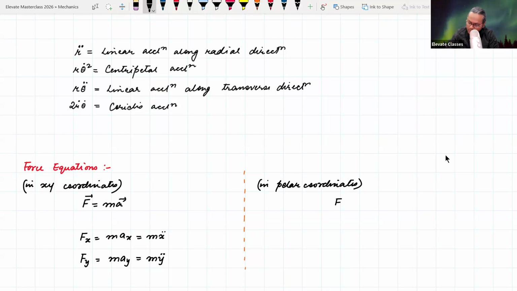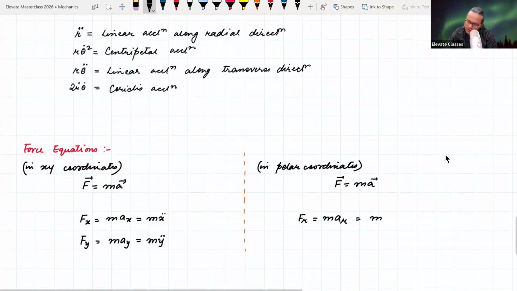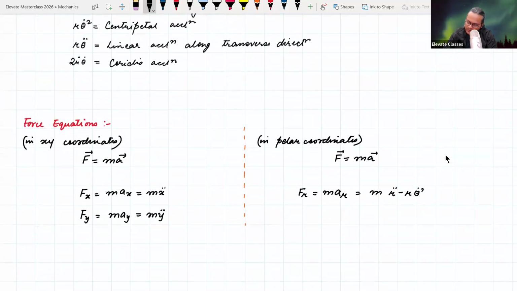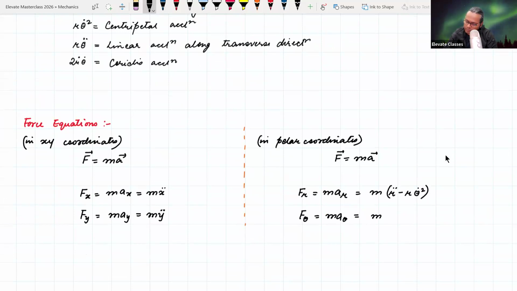we have the same Newton's second law, the general expression, but the moment I write it in the context of this coordinate system, it becomes Fr is equal to m ar, which is equal to, what is ar? Ar is equal to r double dot minus r theta dot square. And what is F theta? F theta is equal to m a theta, which is equal to, what is a theta? r theta double dot plus 2 r dot theta dot. This is it.